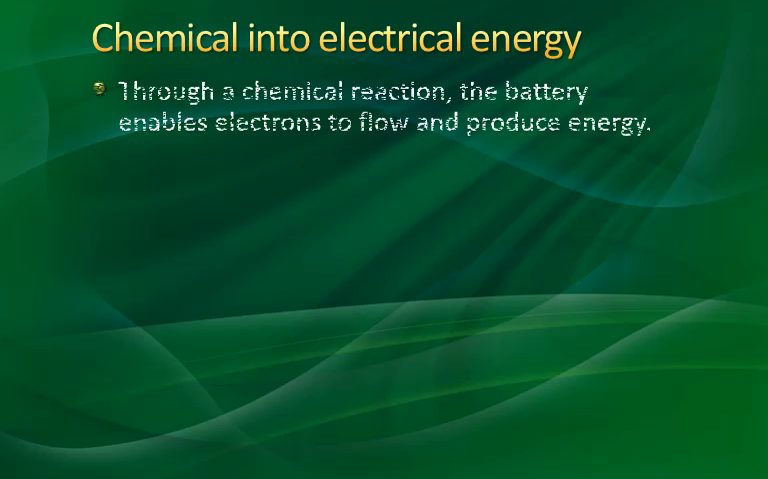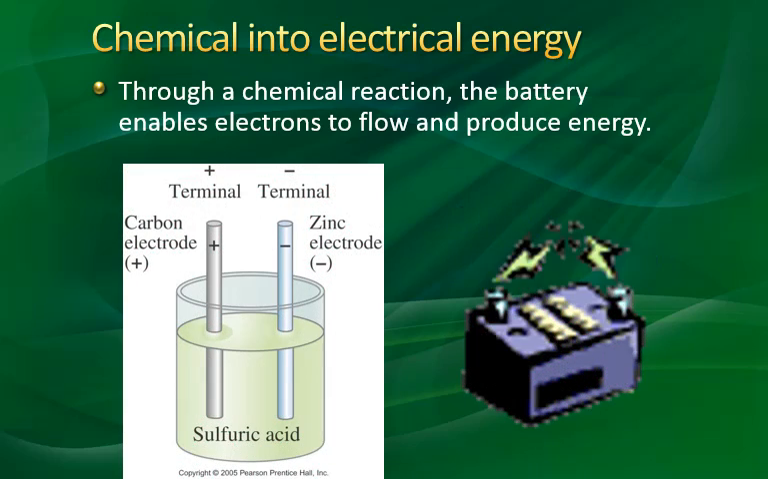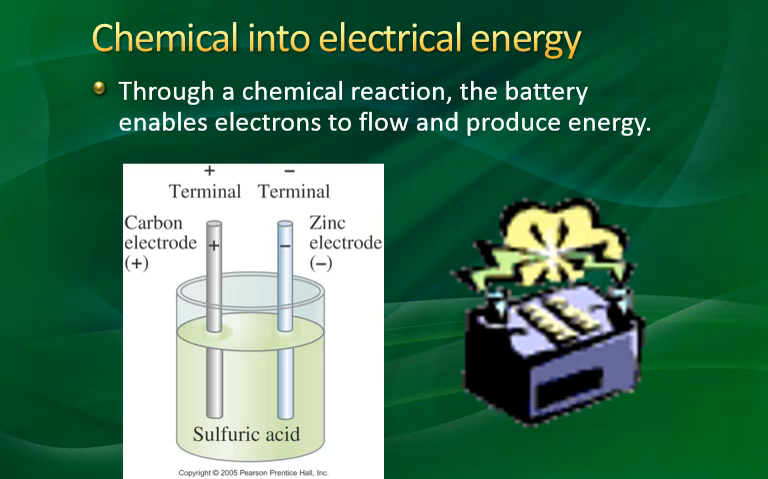Chemical to electrical is also going to be a major one that we're going to look at. In a chemical reaction, you have a battery, right? And so electrons will end up flowing and producing electricity. We'll look at how the battery works next year to produce that electricity, but it's through chemical reaction.